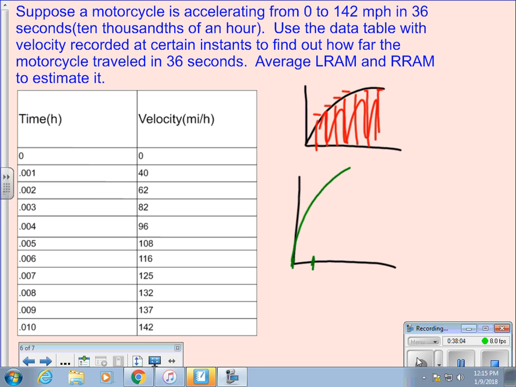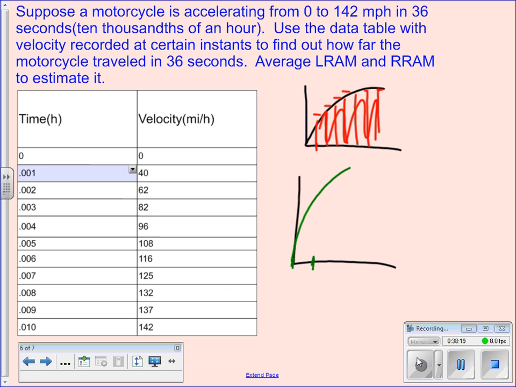So when I'm doing LRAM, my first rectangle, what's the height of my first rectangle when I'm using LRAM? 0. My first rectangle has a height of 0 because if I go up these two here till I get to this point, my left-hand side determines this is my width. Okay, it's supposed to be 0. Okay, so my first left-hand one has a height of 0.